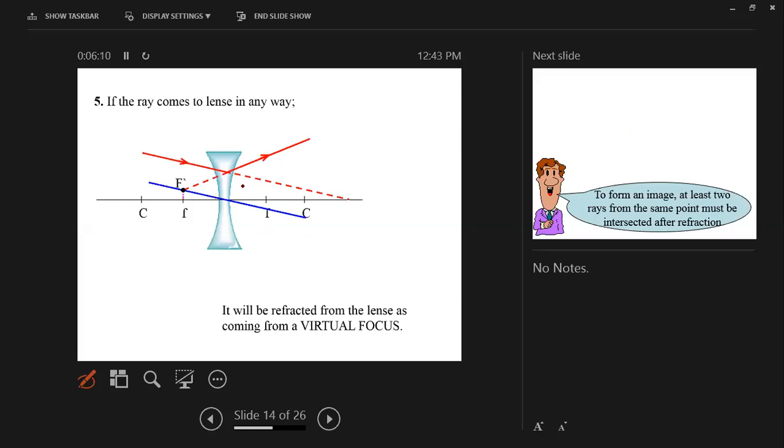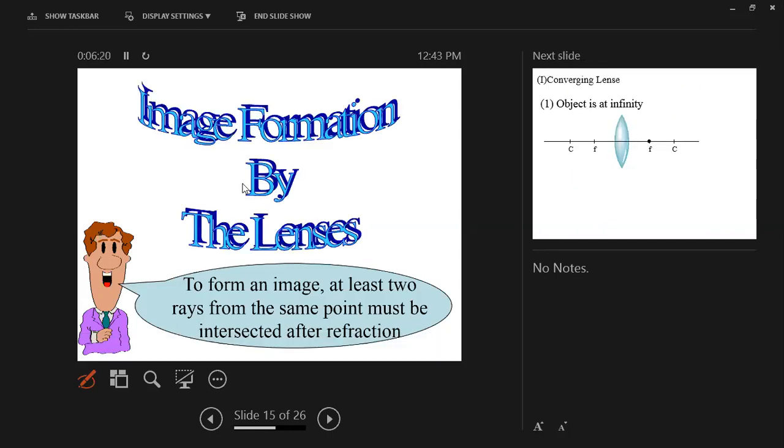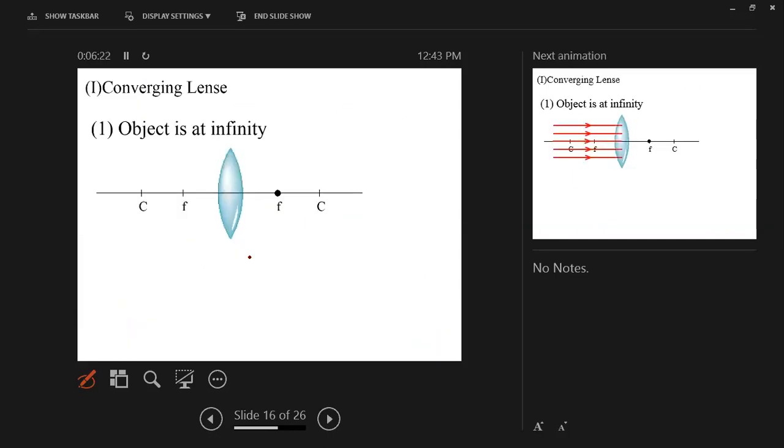So to form an image, what do we need? Again, we are going to need at least two rays from the same point. And they must intersect after refraction, okay? If they don't intersect, that means we are not going to be able to have any image. So converging lenses act like concave mirrors, okay?